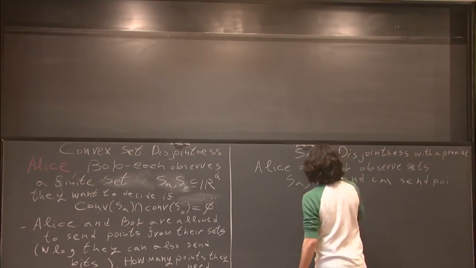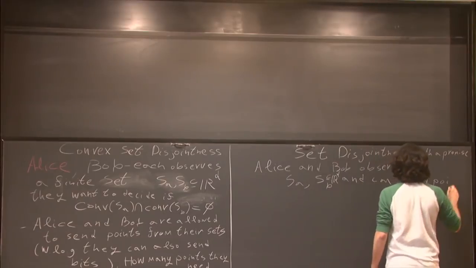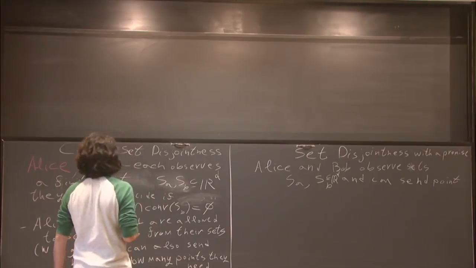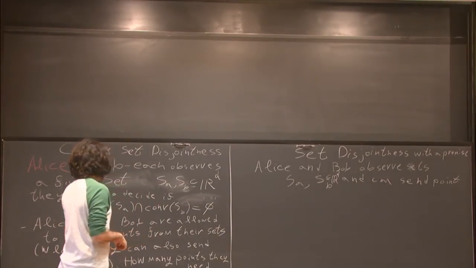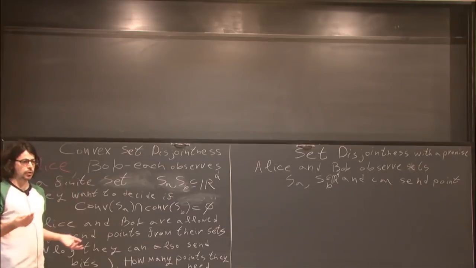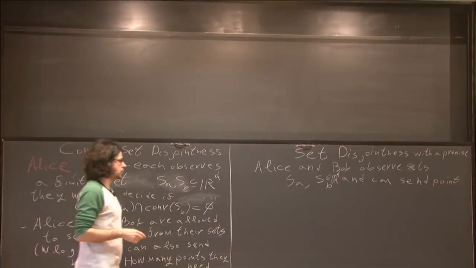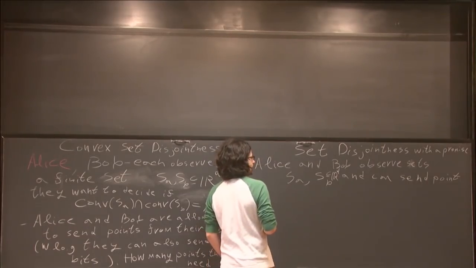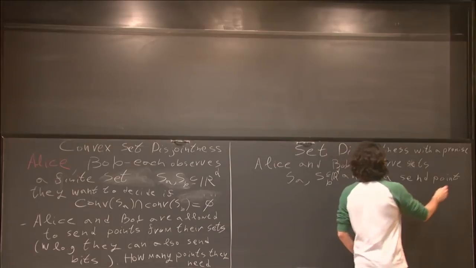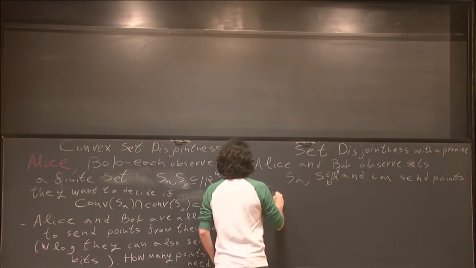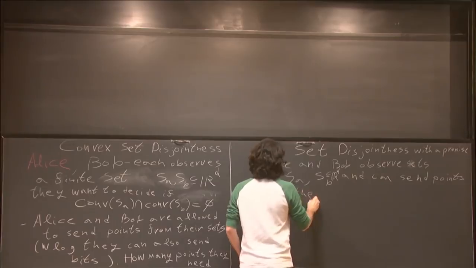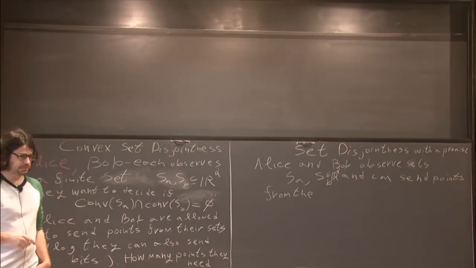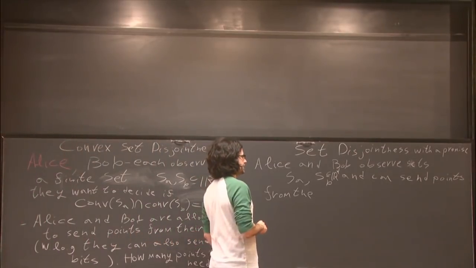Yeah, so the result should be dependent on the size of the sets. Should they send the whole set, should they send half the set, or logarithmic in the set? Alice and Bob observe sets and can send points. Did you say that our goal is to send points which are independent of the size of the sets S_A and S_B? No, you would hope for that, but no. It will depend on the size of the set. And can send points from the sets.